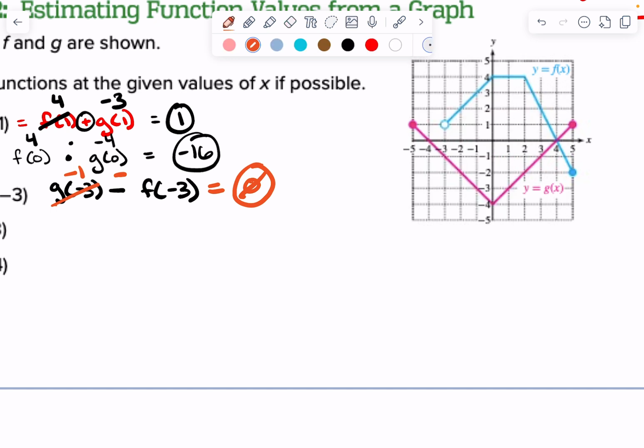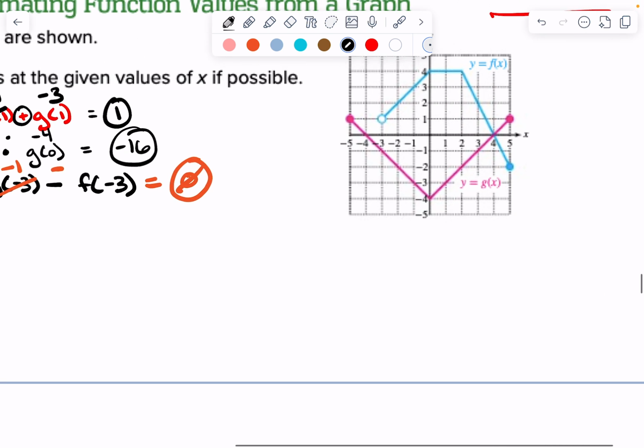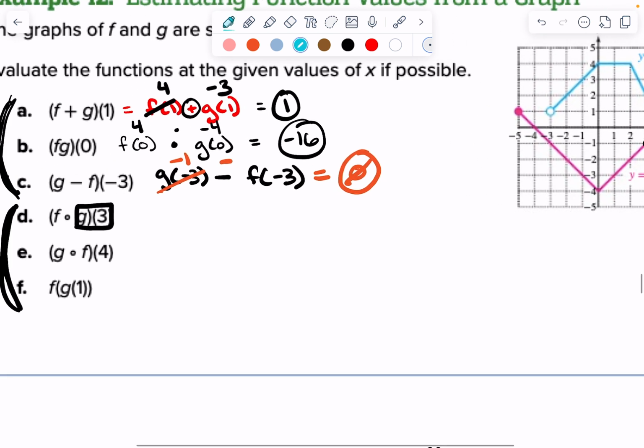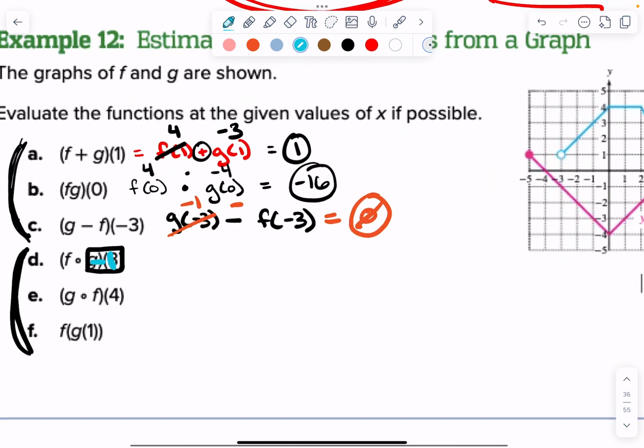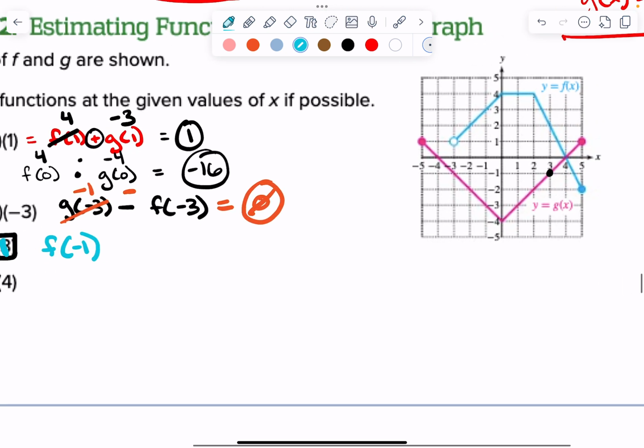Interesting. Okay, next, these ones are compositions, okay? So these three are treated a little bit different than these guys. These guys, you kind of do them separately and then put those values together at the end. These ones you're going to do one after the other. So we start with the inside function, and I'm going to find g of 3 first. Okay, so I go over to 3 and I go down to g, and g of 3 is -1. So here's what I'm going to do. If g of 3 is -1, now I'm going to find f of -1. So I'm going to go to -1 on the x-axis, and f of -1 is +3, okay?